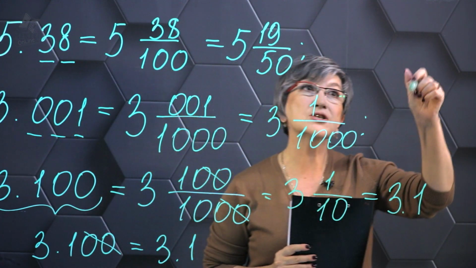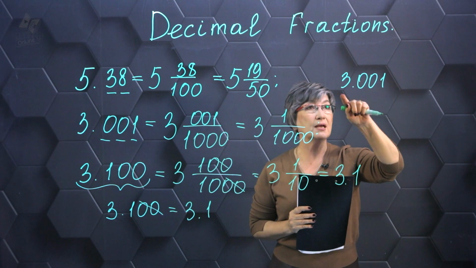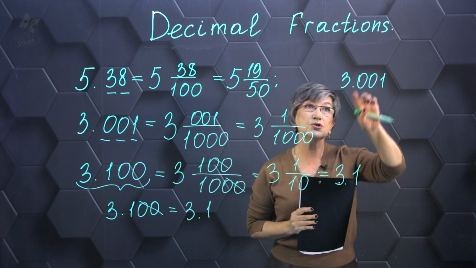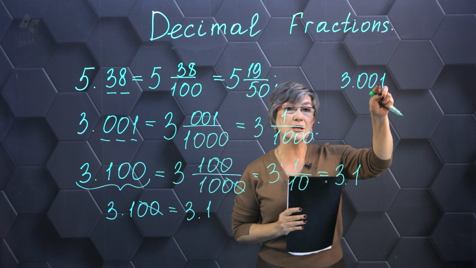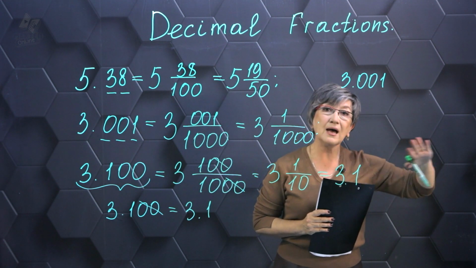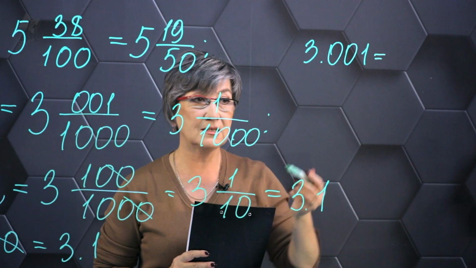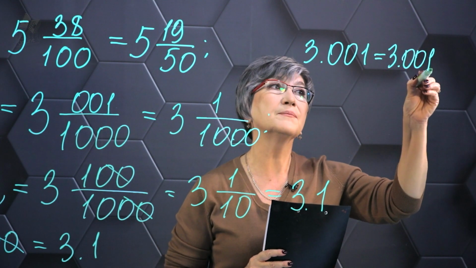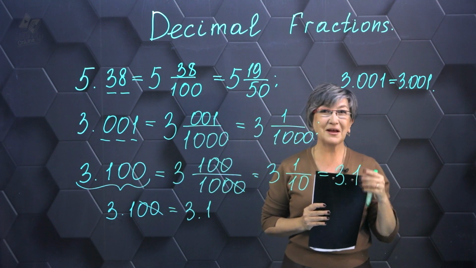But in the case of our second example, 3.001, in this decimal notation, we can by no means remove the zeros because they stand before the 1. We can only remove the zeros that come after the number, that is the last zeros. Please memorize this rule and apply it correctly.